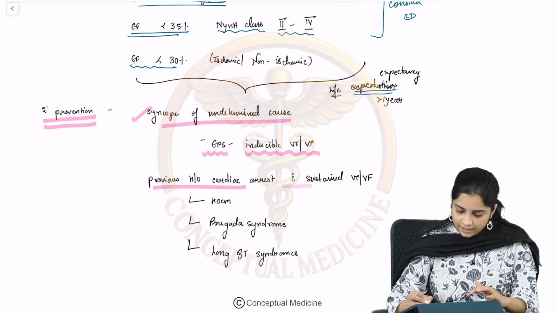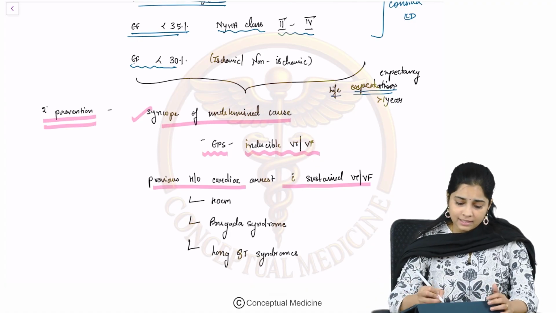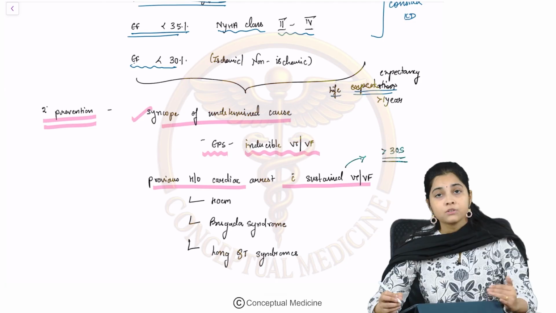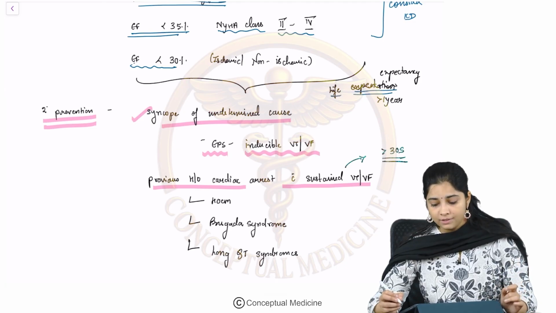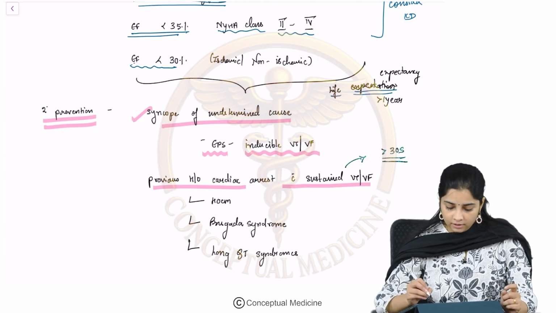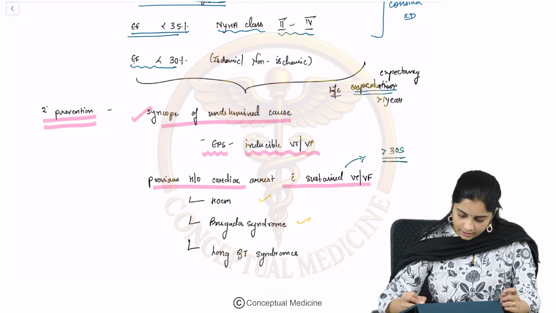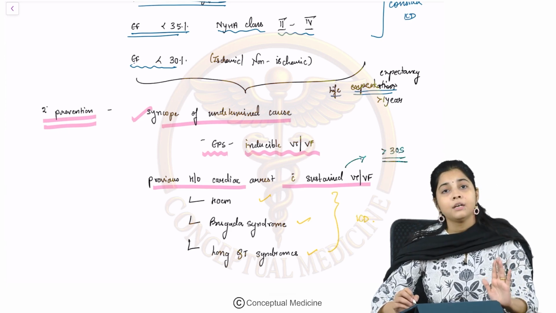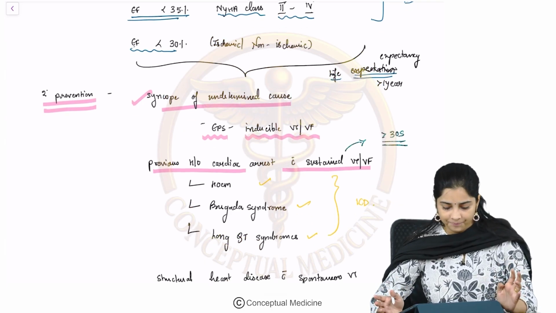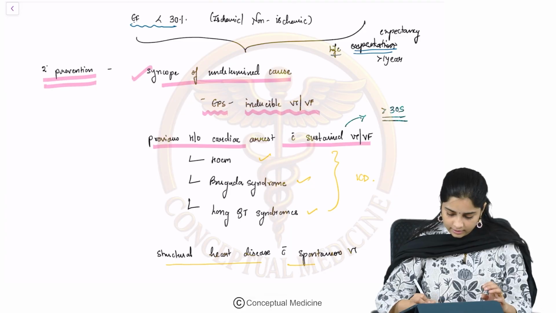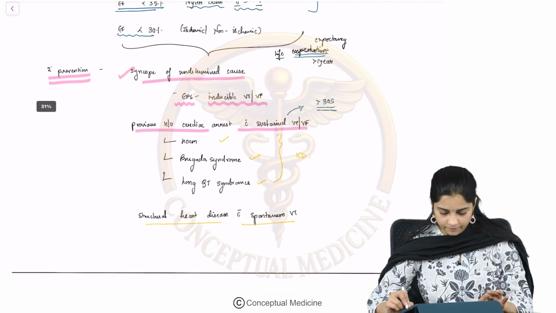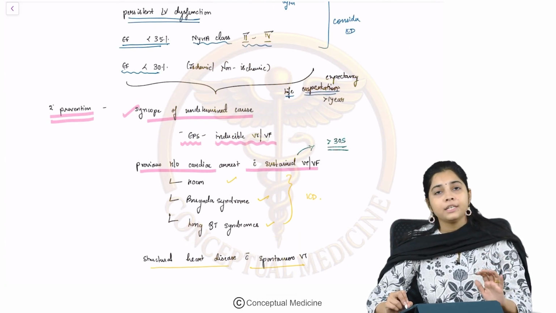Then, previous history of cardiac arrest with sustained VT or VF. Sustained VT is basically defined as a VT which lasts more than 30 seconds. Okay. So, the patient has already had a previous cardiac arrest with a history of sustained VT or VF. Then, in conditions such as HOCM, Brugada syndrome or long QT syndromes, please go ahead and give them an ICD to prevent a massive or fatal cardiac arrest. Okay. And in structural heart diseases with spontaneous VTs, you can also give a trial of ICD in these patients. Okay. So, that is about the indications of ICD in a patient with VT.